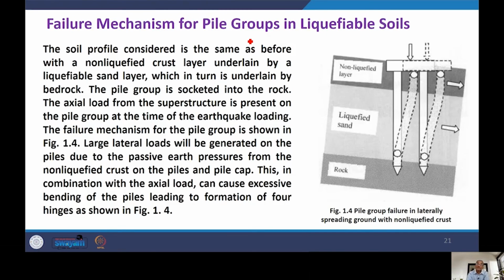The third thing we have discussed is the failure mechanism of single piles when they are passing through liquefiable soils, where we have considered 2 cases, 2 soil profiles. And the last part of today's lecture was the failure mechanism of pile groups in liquefiable soils when they are passing through the 3-layer ground.